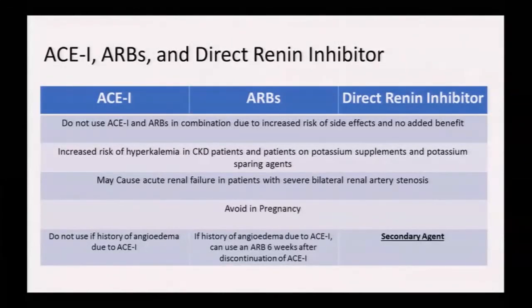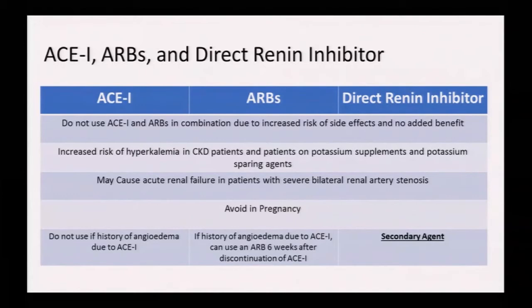The second group I'm going to talk about is ACE inhibitors, ARBs, and direct renin inhibitors. I know direct renin inhibitor is not a primary agent, but I put it here just because it falls in the same group. It functions similarly, and it has similar points that we have to pay attention to and make sure we don't fall into those problems. We should not use any of these three medications in combination, because using them in combination would increase the risk of side effects and has no added benefit; actually it could worsen things and could cause problems.